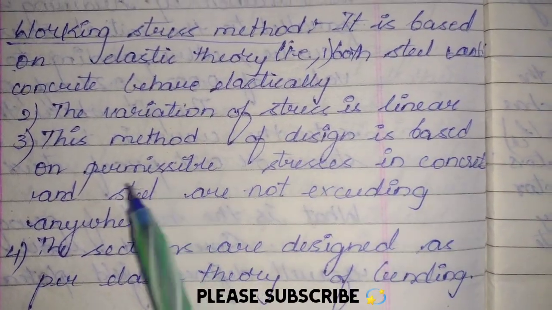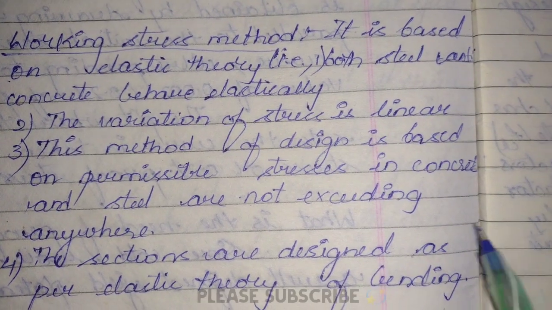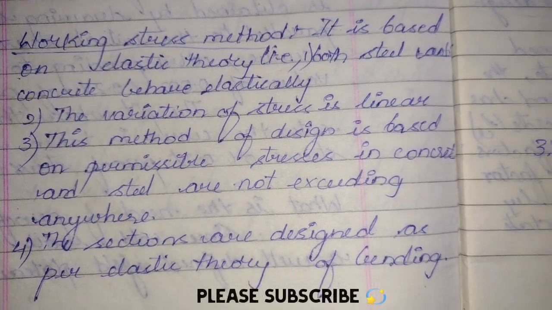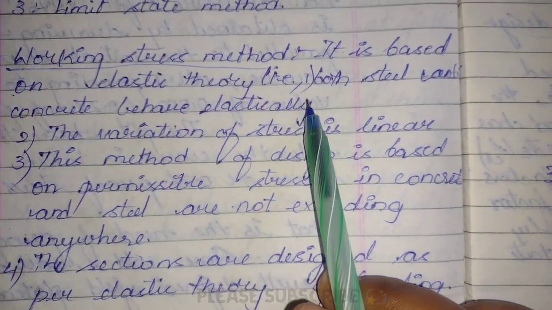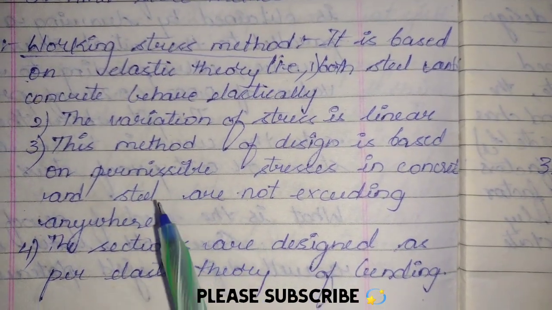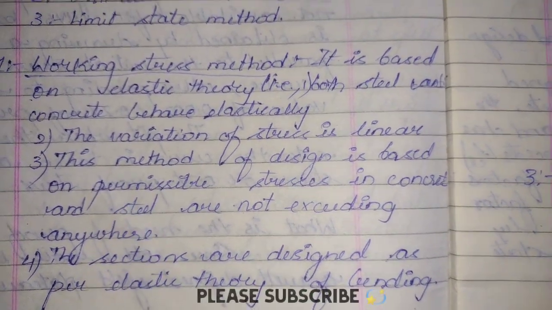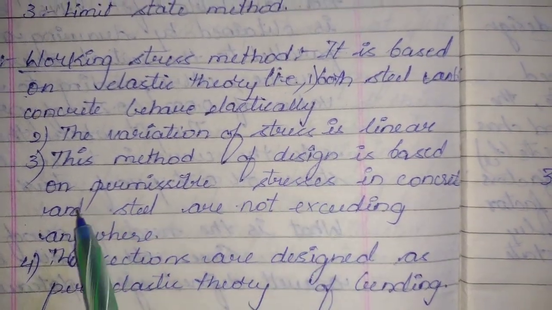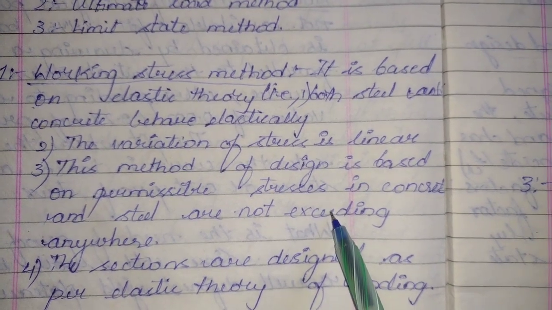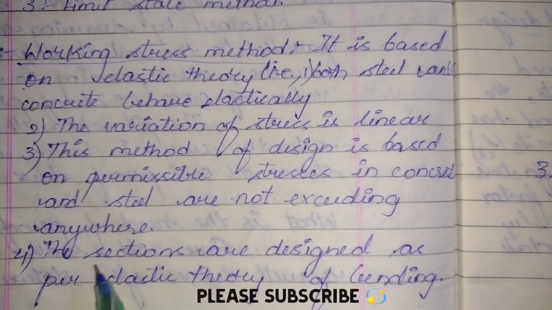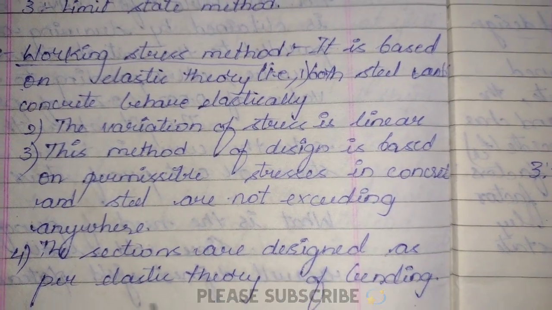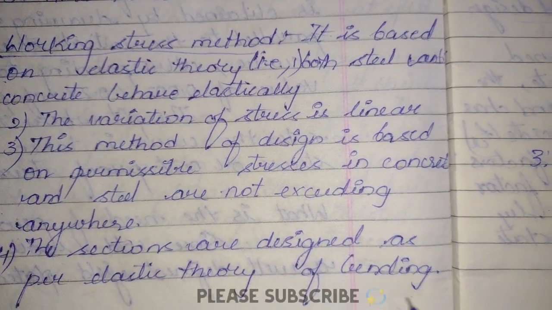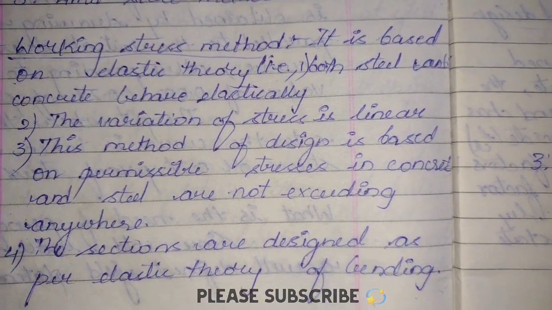This method of design is based on permissible stresses, where the stresses in concrete and steel do not exceed them anywhere. So whenever we design any member under the working stress method, these are the assumptions we follow. Whatever stresses develop will not exceed the permissible stresses; the allowable stresses are not exceeded. And the sections are designed as per the elastic theory of bending. We know this is a very important and basic theory, the elastic theory of bending.